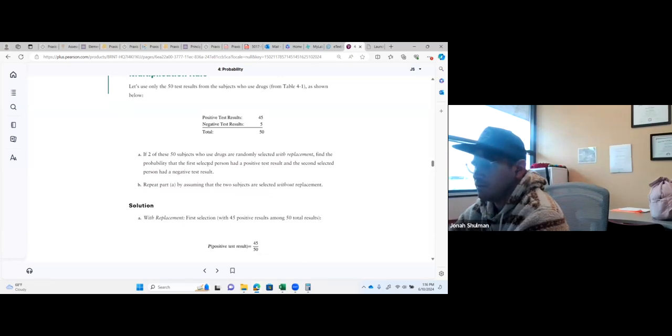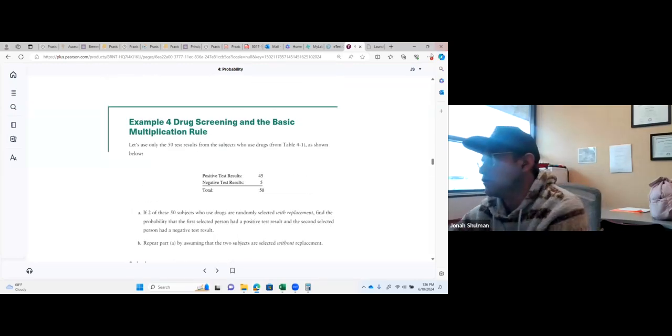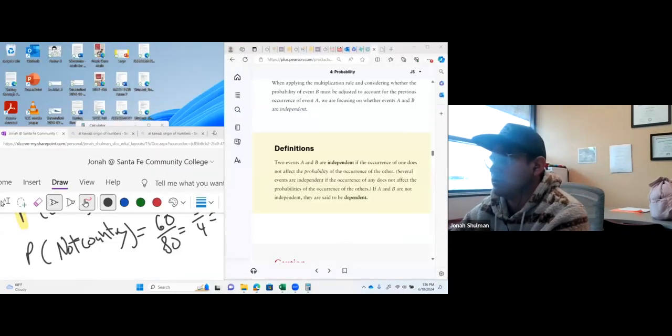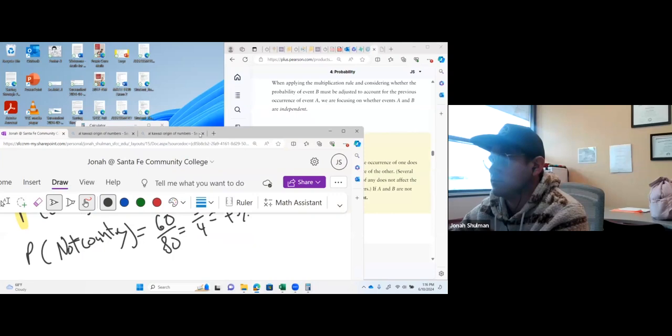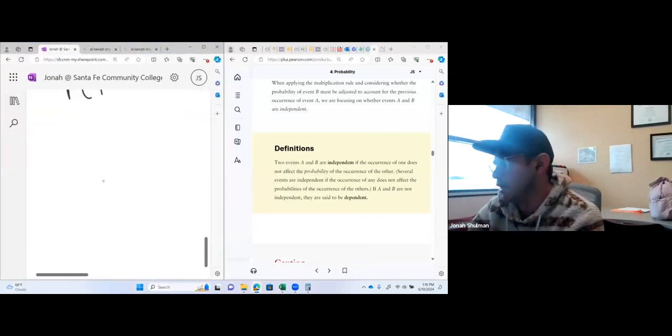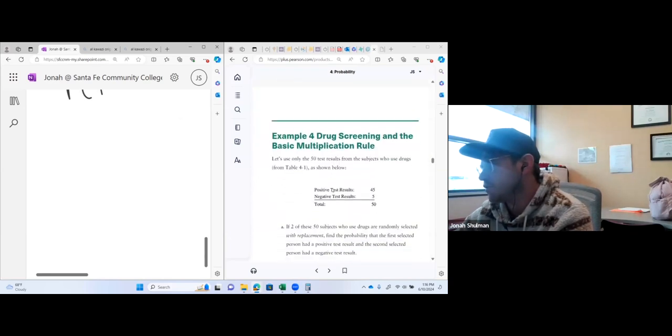So with replacement, two of the subjects who used drugs are randomly selected. Find the probability that the first person had a positive result and the second person had a negative result. Okay, nothing crazy about this. First one's positive, second one's negative. All right, here we go. So this one's with replacement.